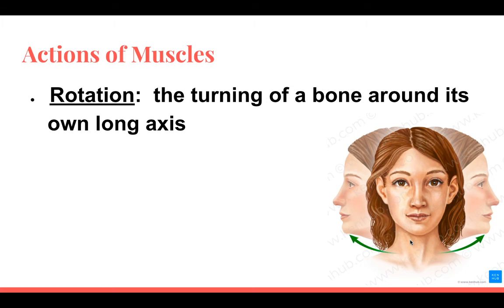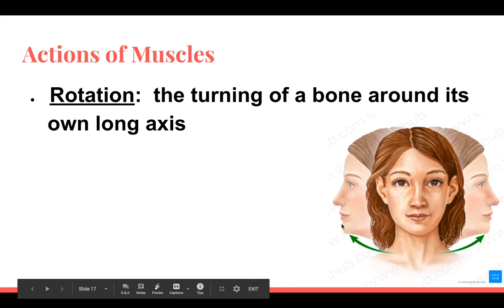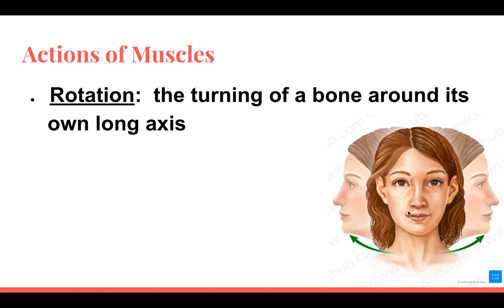Okay, rotation is turning a bone around its axis. So we can have rotation to the left, we can have rotation to the right. Again, looking at those green arrows, basically when you shake your head no, you turn your head to the left, that is rotation to the left, or you turn your head to the right, that is rotation to the right. So when you're shaking your head no, you are doing rotation to the left and rotation to the right. Turning your head around that pivot joint, that is where your skull joins your vertebral column.